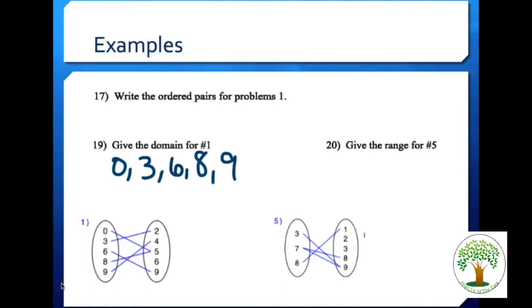Number 20 asked for the range of number 5. I put number 5 up there. You can go look on your paper for number 5 if you want, but I brought it up here so we can have it in our visual. So 1 comma 2 comma 3 comma 8 comma 9. Very good. The range is the outputs. That's over here. Oh, I looked at the wrong side. But that's okay. So it's 1 comma 2 comma 3 comma 8 comma 9. Questions about numbers 17, 19, or 20?